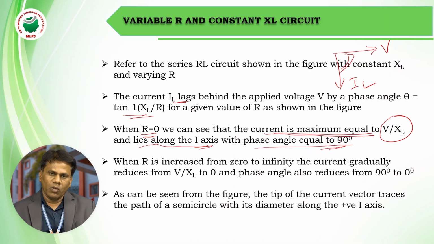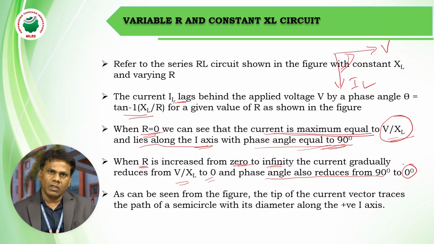If we keep on increasing the resistance value, here in this circuit R is the variable. That's why I am varying the resistance value. When R is increased from 0 to infinity, the current reduces. When R is equal to 0, the current is maximum, V by XL, and the phase angle is 90 degrees. As R increases from 0 to infinity, the current gradually reduces from the maximum value V by XL to 0, and the phase angle also reduces from 90 degrees to 0.